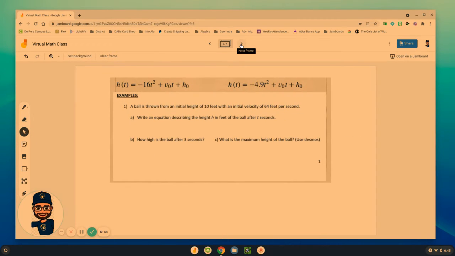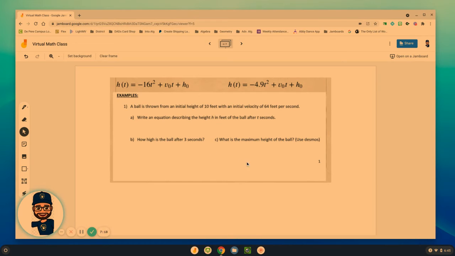Let's take a look at some examples. I'm still in your packet. I believe I'm on page 1, maybe the top of page 2. This first example talks about a ball being thrown from an initial height of 10 with an initial velocity of 64 feet per second. Write an equation describing the height in feet of the ball after t seconds. So try and pick from the Edpuzzle multiple choice which equation we should use.